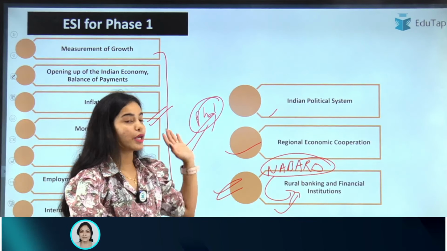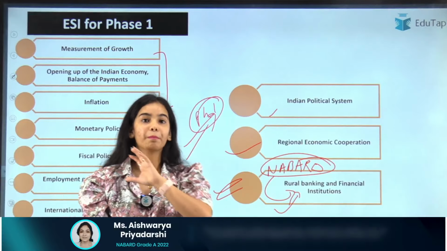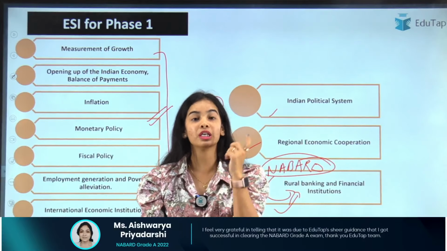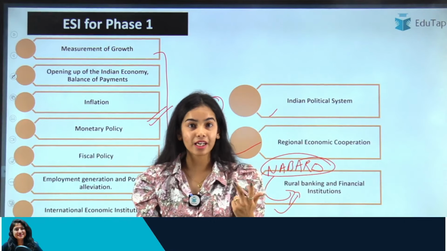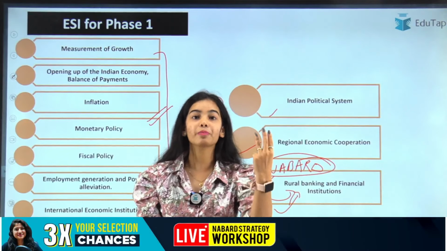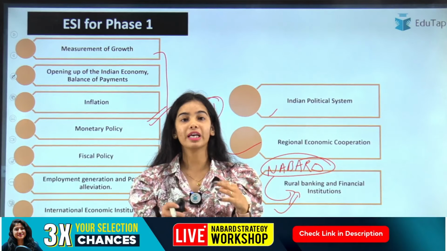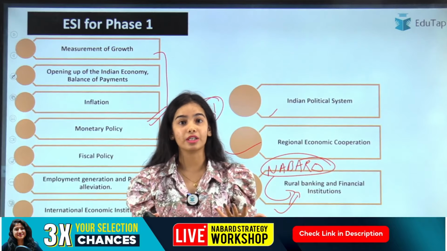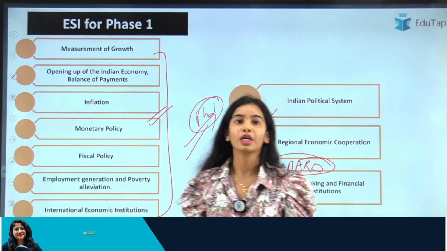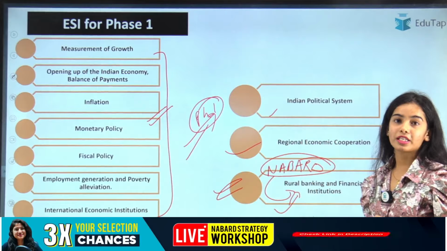Okay, so I hope you have understood the strategy. This is the complete strategy. Have the basic information, read the current affairs, be connected with the current affairs, and read the static behind the current affairs also, where it is feasible, where you understand that it is important. So this is the ESI for phase 1.